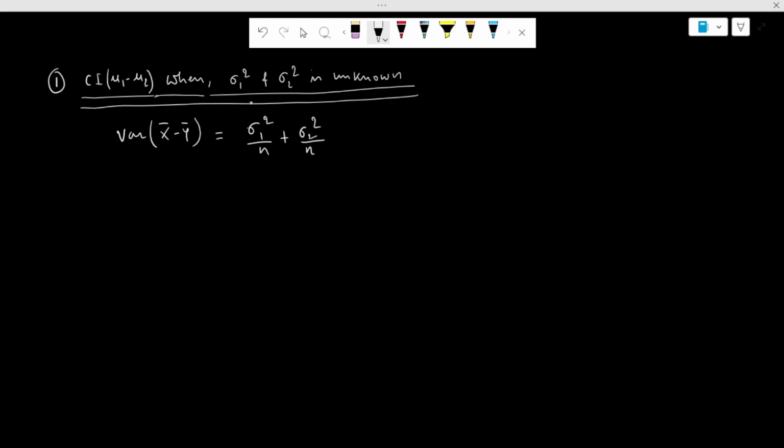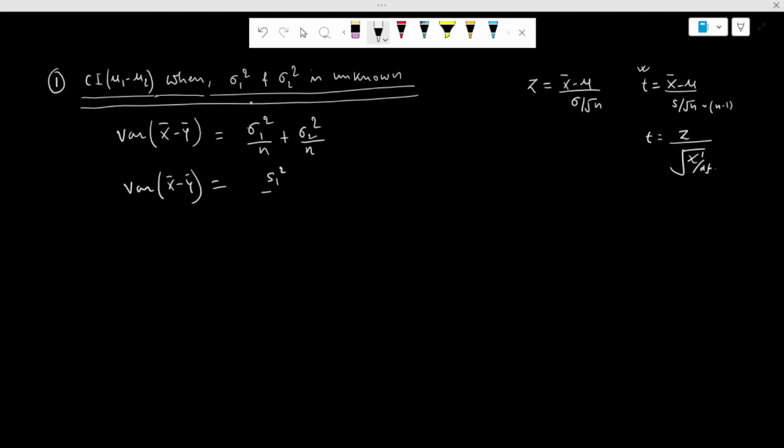For the single sample, when we know the variance, we constructed the z-score, and when we didn't know the variance, we constructed the t-score, which had n-1 degrees of freedom. We have already seen how we calculated this t out of the z-score, where t was equal to the standard normal distribution divided by the chi-square distribution divided by its degrees of freedom. Similarly, when we don't know the variance of the population in case of two samples or two populations, we may want to write s1 squared divided by n plus s2 squared divided by m.